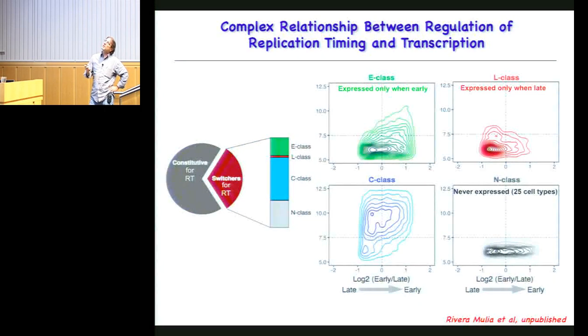And if we break these up into genes that are expressed only when early, that we call E-class, or genes that are expressed only when late, there's a very tiny number of those genes expressed only when late, or genes that we originally called control because we didn't think there would be very many of them. These are genes that can be expressed when late replicating in at least one cell type. And then these are genes we have no transcription data on, so those are just thrown out. But what you can see is that these C-class genes can be expressed very strongly even when they're late replicating. And most surprisingly from this data set is that they're the majority of genes.